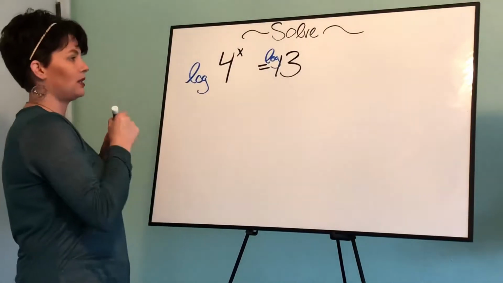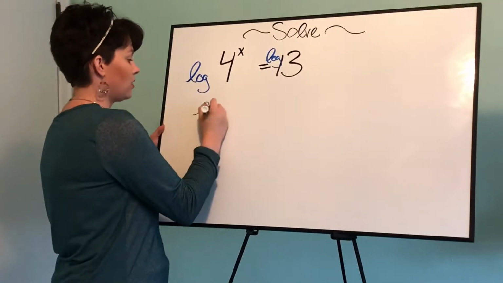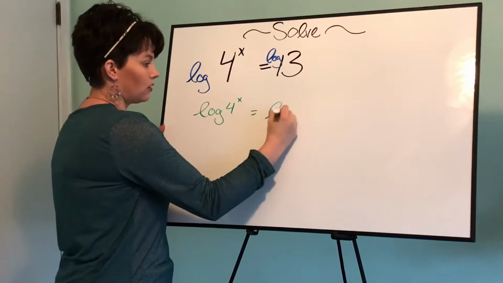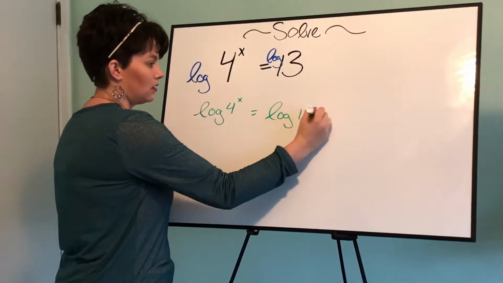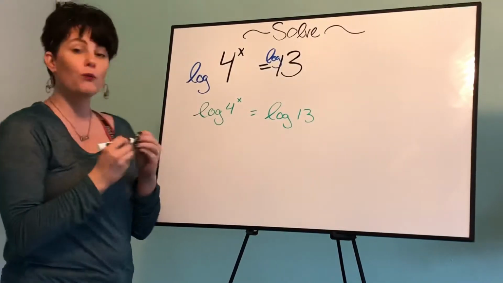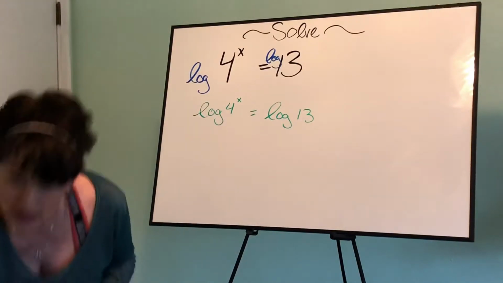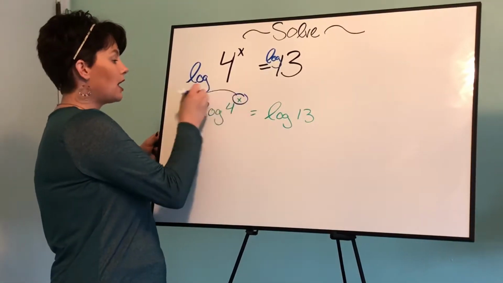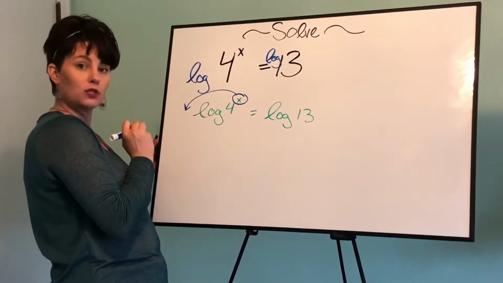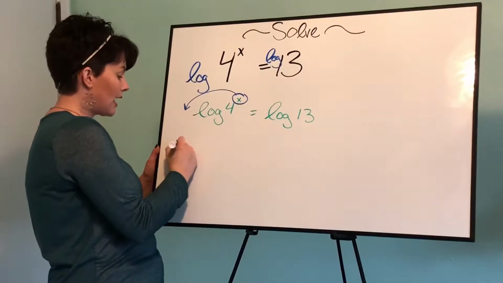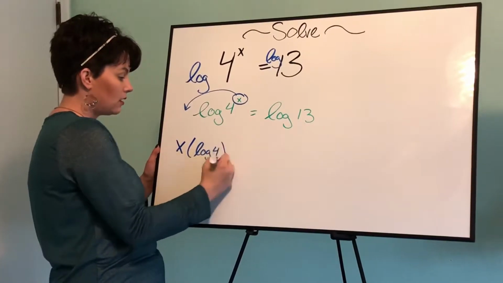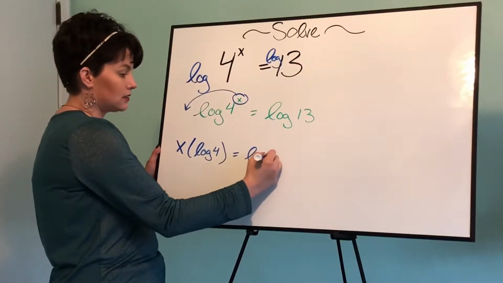Let me write out a little bit nicer what we have so far. So we have log 4 to the x power equals log 13. Now, by the power property, which you learned about in a different video, you know that you can take this little exponent here and drag it out to the front where it'll be multiplication. So now it'll say x times log 4 equals log 13.